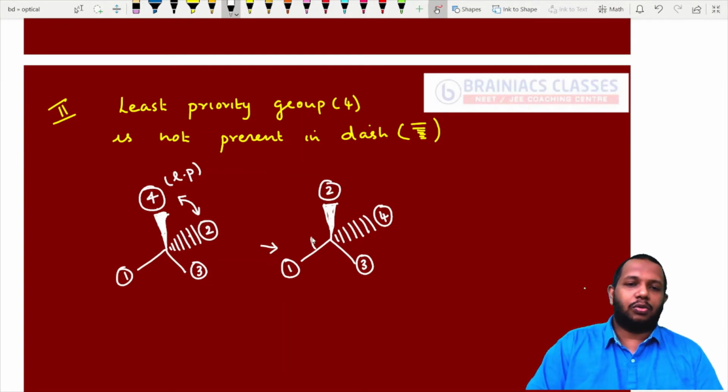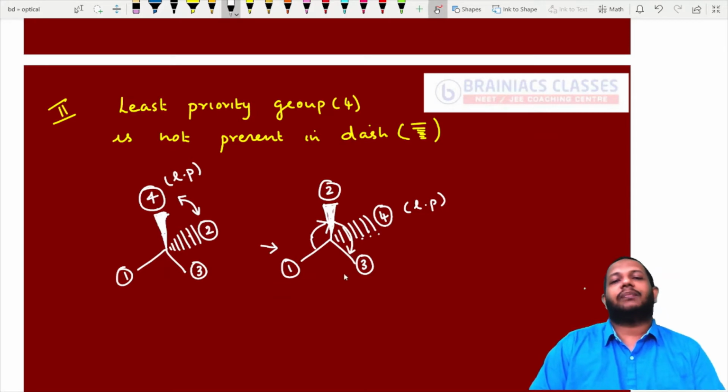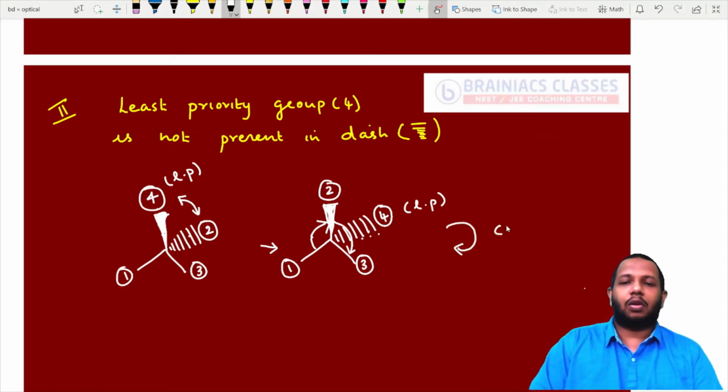From 1 go to now you can apply, because the lowest priority group is now present in dash notation. So move from 1 to 2, 1 to 2. Now from 2 to 3, 2 to 3. So you know that it is moving in what direction? It is moving in clockwise. So clockwise means it is R.